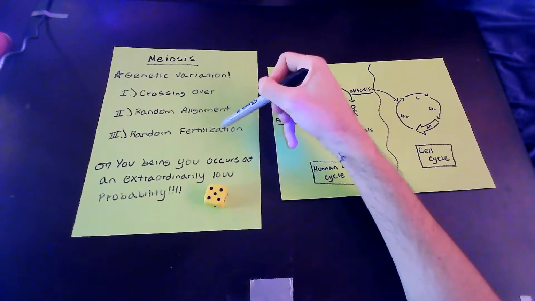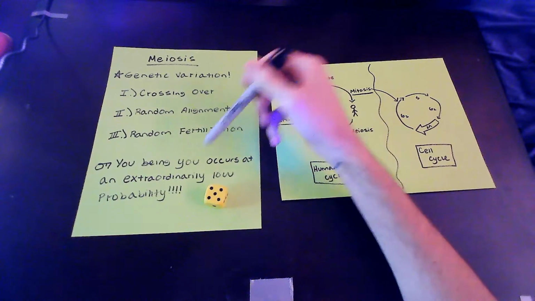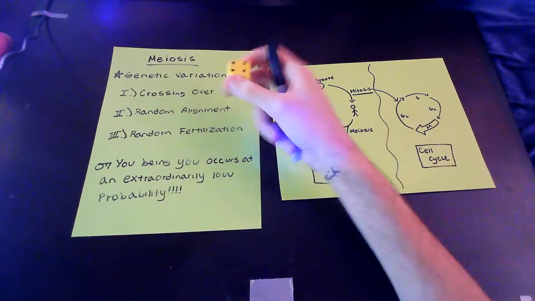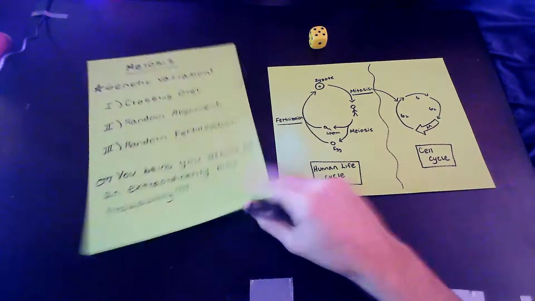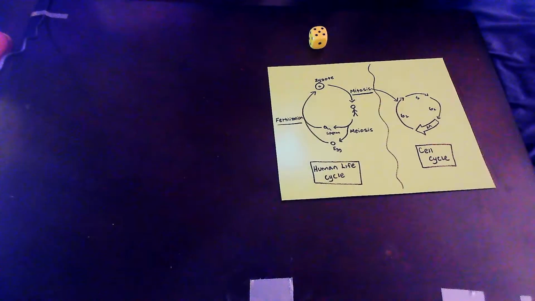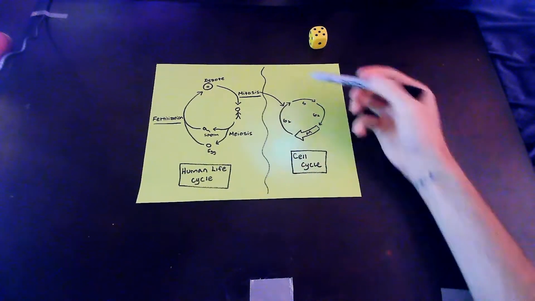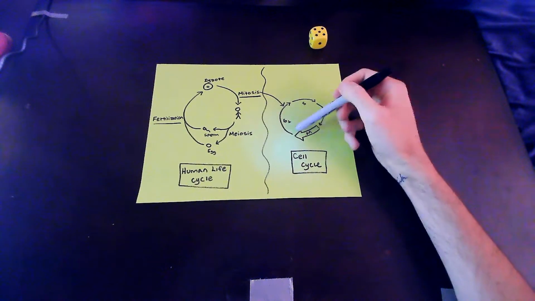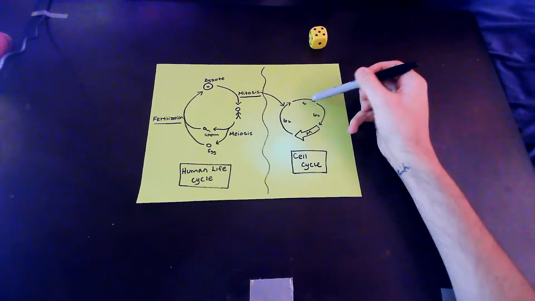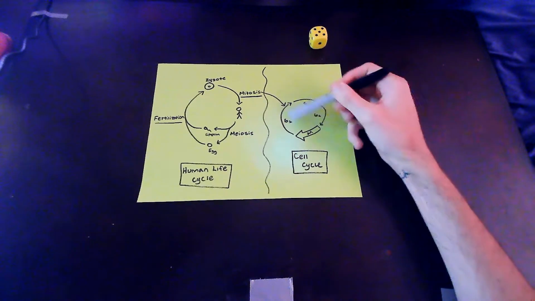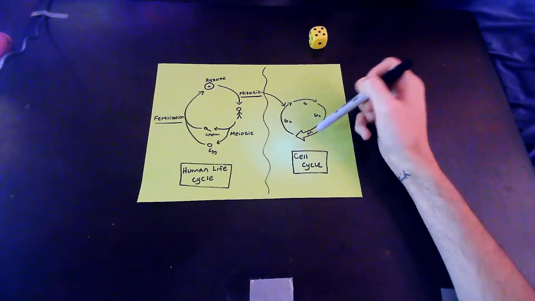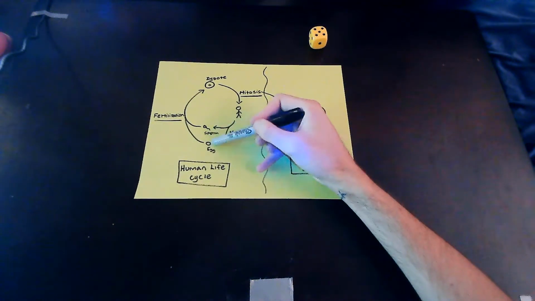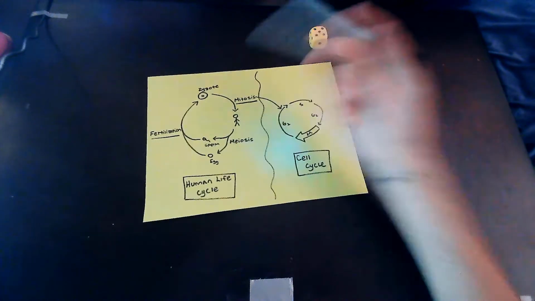These three things should show you that you being you occurs at an extraordinarily low probability, which the probability of nature is going to be represented by this dice right here, or a die, it's singular. Alright, so from the last video, we went through mitosis. We went through the whole shebang, and we're now going to begin meiosis following DNA replication. So we'll have already gone through S phase, we're at G2, but instead of mitosis, we're going to go through meiosis to create sperm and egg, or one or the other. We'll see what we got.